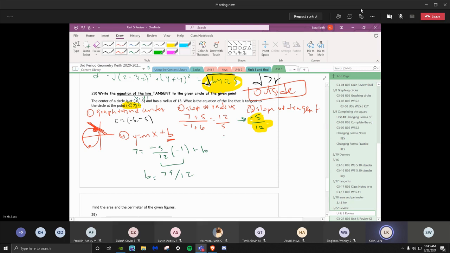So our very last step is to plug it back into y equals mx plus b. But now we're just doing the general formula. So we're not going to plug in x or y. We're just going to plug in our slope and our y-intercept. So leave y the same. Plug in our slope, that's -5 over 12. Leave x the same and plug in our y-intercept, which is 79 over 12. And then that's your final answer.